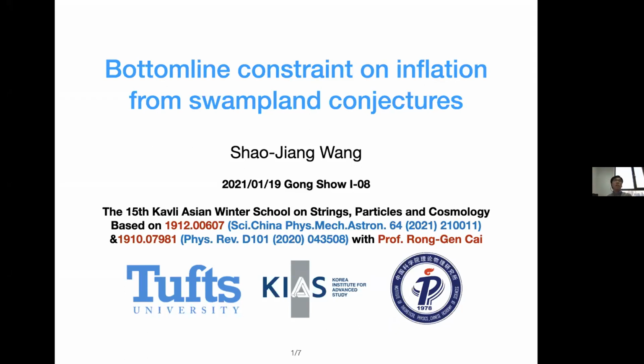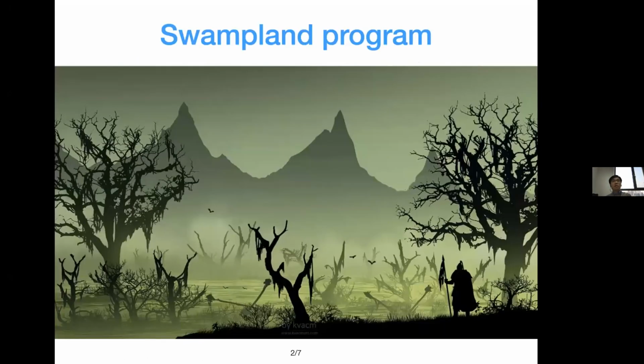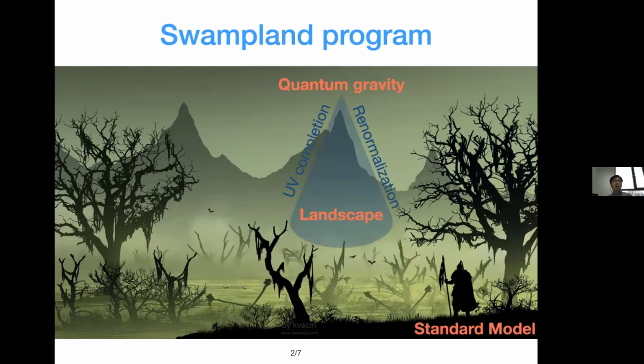So I want to use a cartoon picture to illustrate the Swampland program. We are standing on the solid land of the standard model of particle physics and cosmology, which is supported by many experimental and observational evidence. But at the same time, we also have a landscape of string vacua. A low energy effective theory is in the landscape if it has a UV completion into quantum gravity. Otherwise, it is in the Swampland. And the Swampland program is a theoretical conjecture that could help us to distinguish the landscape from the Swampland.